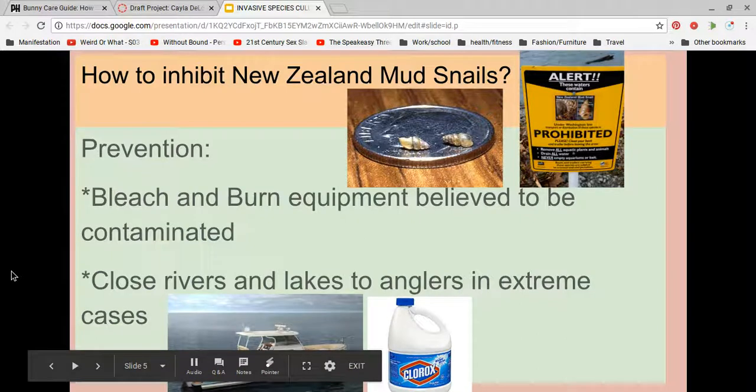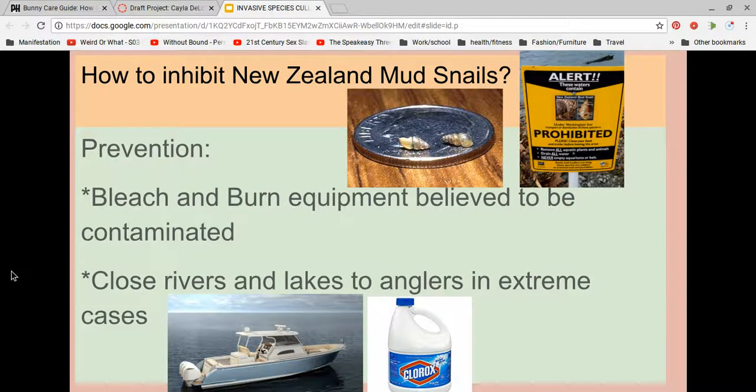So how do we prevent the spread of the New Zealand mud snail? Prevention includes environmental agencies advising the public to keep an eye out for the snails while bleaching and heating equipment believed to be contaminated. In extreme cases, rivers are closed to anglers to prevent further spread.